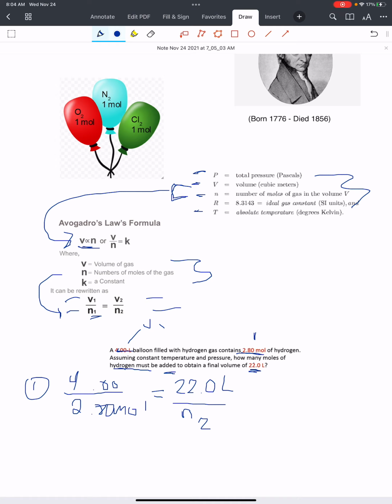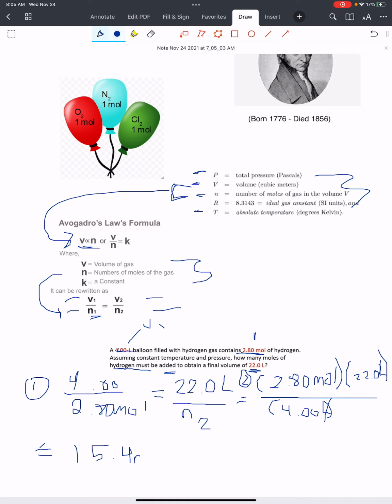So let's plug this into our calculator, and it can be more simplified like this. Don't forget your units. So we have liters on the top, liters on the bottom, cancel them out. And that would equal 15.4 moles of hydrogen gas.